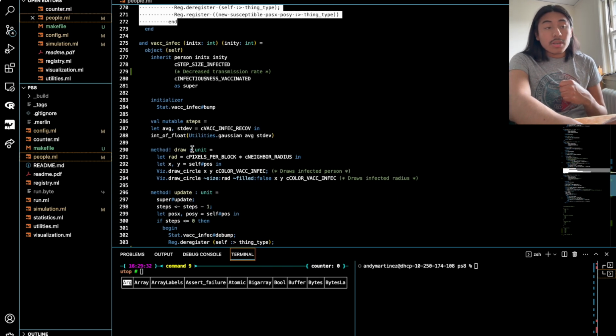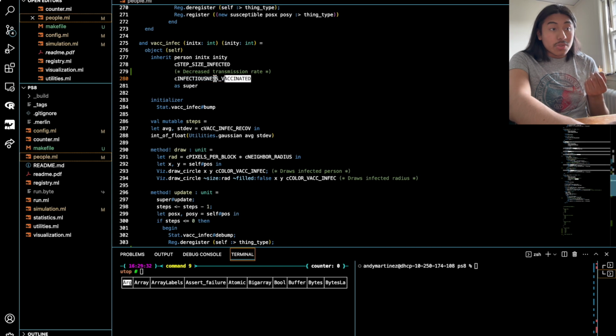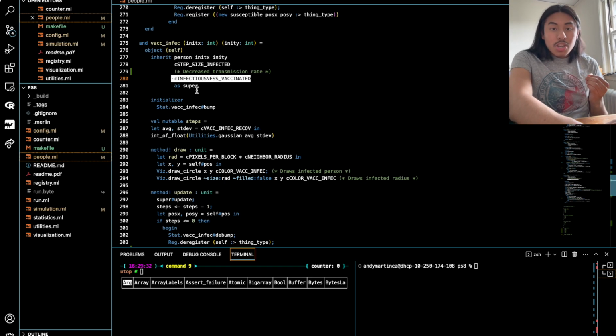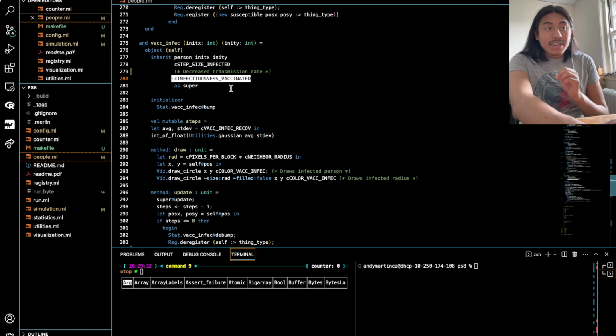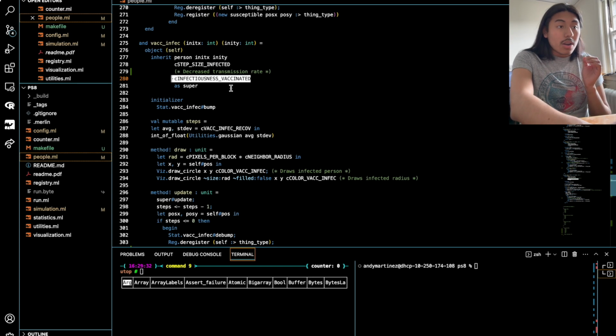Now, the second two key defining characteristics are implemented in the vac-infect category. The first one, which interestingly enough I didn't know until I started researching for this Pset, is that if you're vaccinated and you get infected, you actually have a reduced chance of transmitting that virus. I've implemented that here by creating a new constant called C infectiousness vaccinated. So it's lower than the traditional infectiousness constant.